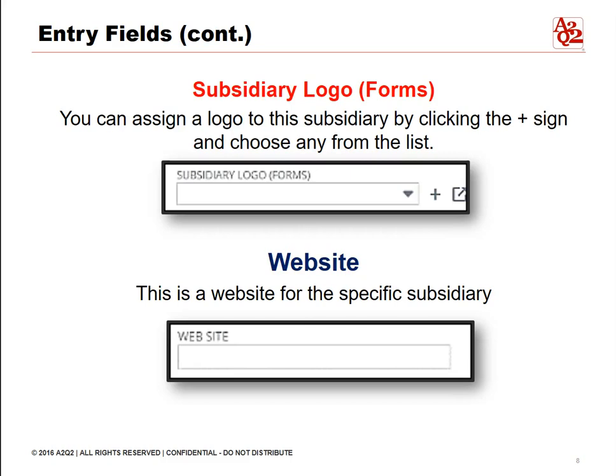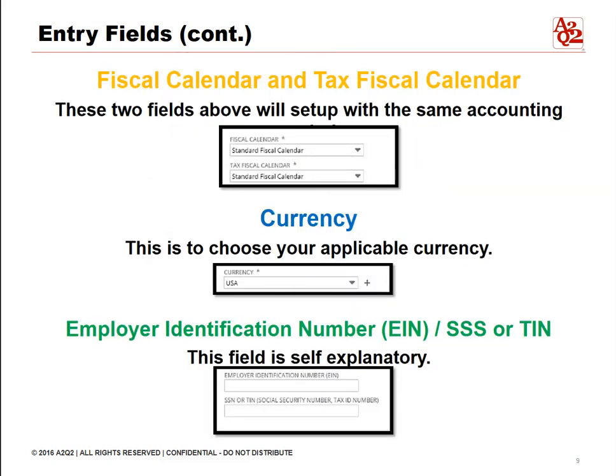You may assign a logo to the subsidiary by clicking on the plus sign and choosing the appropriate logo from the list. If a subsidiary has a website, you have the option to enter it here. Set both the fiscal calendar and tax fiscal calendar to standard fiscal calendar if both have the same fiscal ending period. Otherwise, select the appropriate fiscal calendar year accordingly. Make sure to select the correct currency, and make sure to select the appropriate nexus as well. A nexus is a tax jurisdiction.